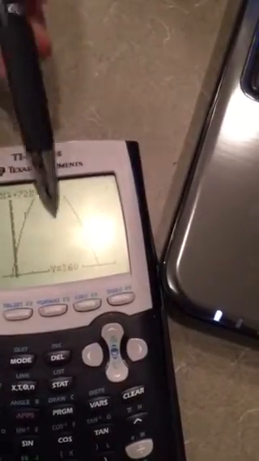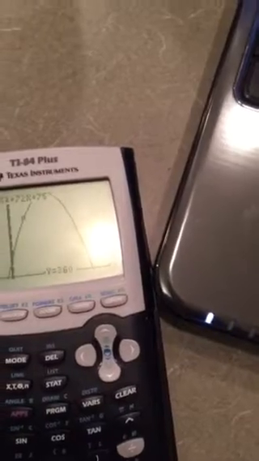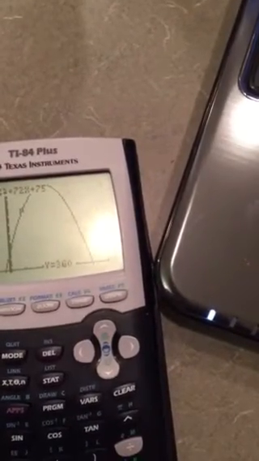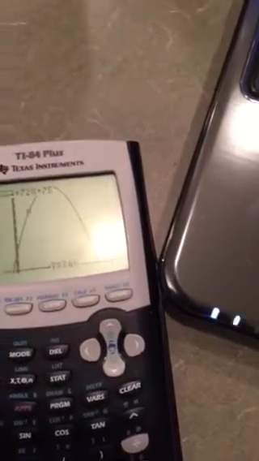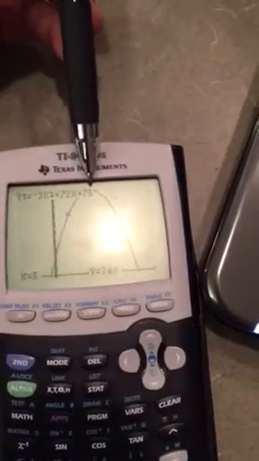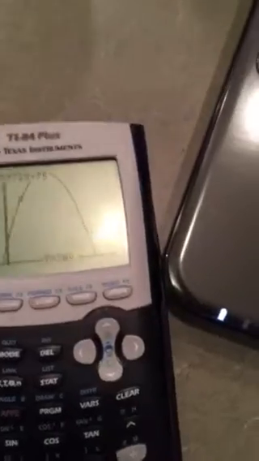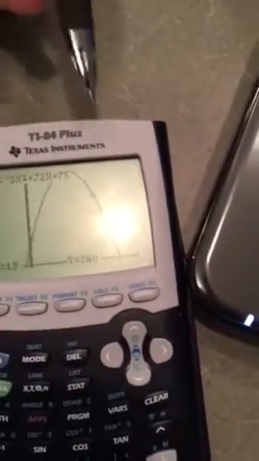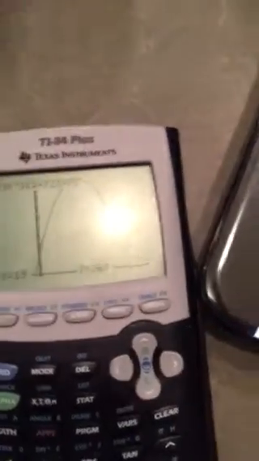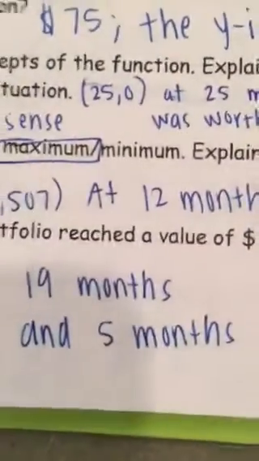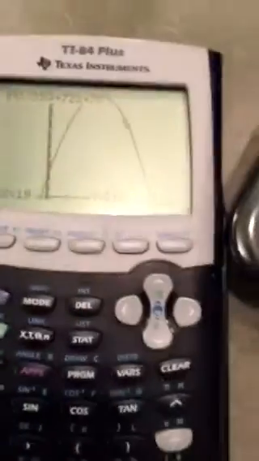So you can arrow over to get that one, or you can also use your table, whatever you prefer. Or you can think about it: if this high point is 12 and this is 5, the difference between them is 7. So 12 plus 7 would be 19, or in other words, on this side, it's 360. So 19 months and 5 months. Hopefully that helps.